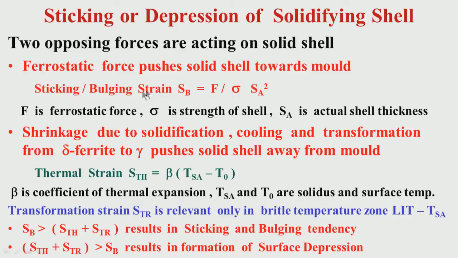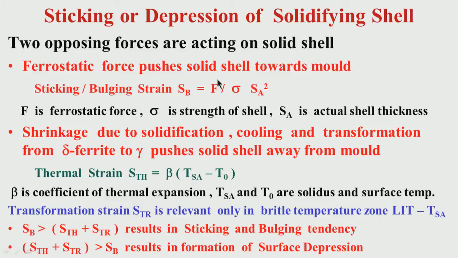So, what is the sticking or bulging strain? You can calculate this. It depends on the ferrostatic force, it depends on the strength of the shell sigma, and it depends on the actual shell thickness, the square of that. So, shell thickness is very important here.